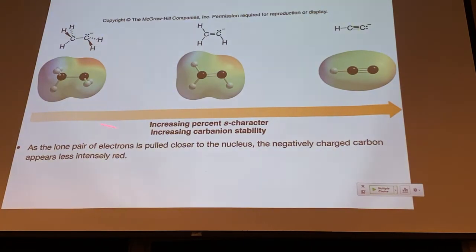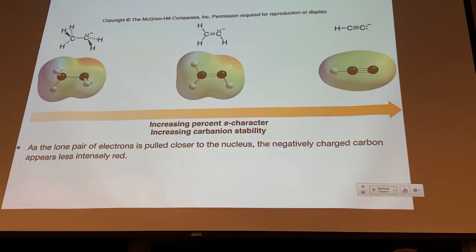And this bullet point summarizes exactly what we talked about. As the lone pair of electrons is held closer to the nucleus, we have less red on that carbon, indicating a more stable anion due to that stronger attraction to the nucleus. Okay? Any questions about the hybridization effect? Then I'll ask you a question.